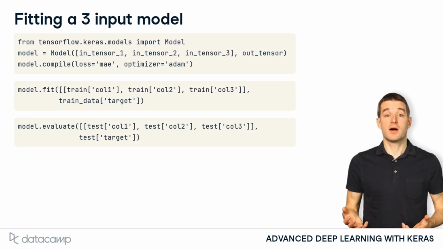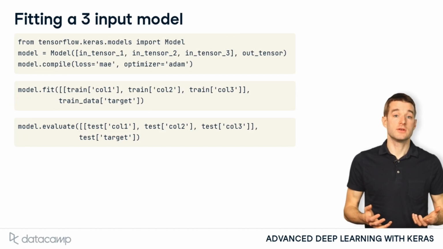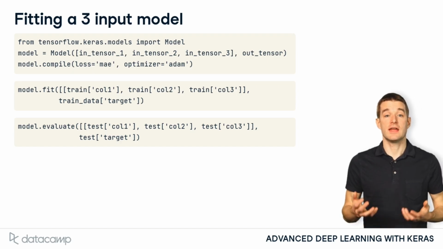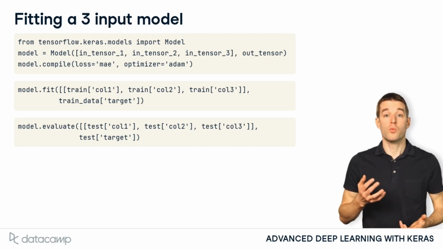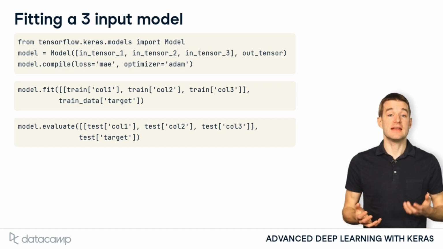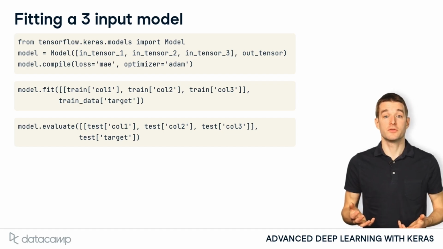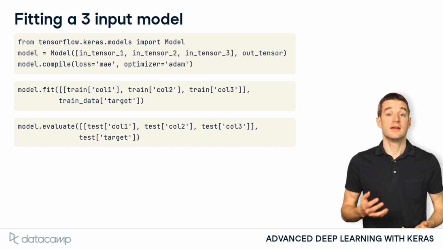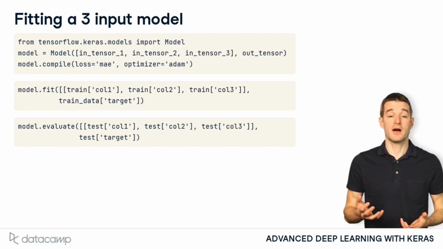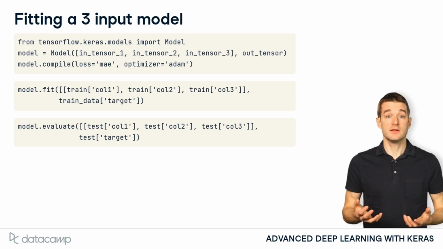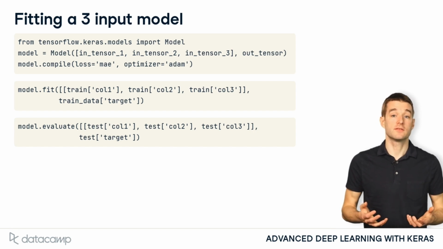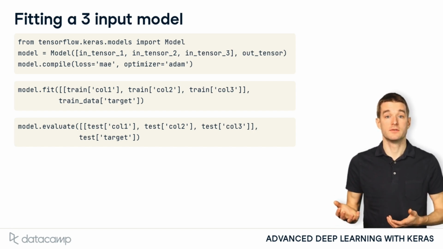As with any Keras model, you must compile it before fitting. During compilation, you specify a loss function and an optimizer. When fitting a 3-input model, provide a list with 3 input columns, rather than 2. Since this model only has 1 output, use a single output in your model. Similarly, when evaluating your model on new data, using model.evaluate, pass 3 inputs in a list and 1 output.